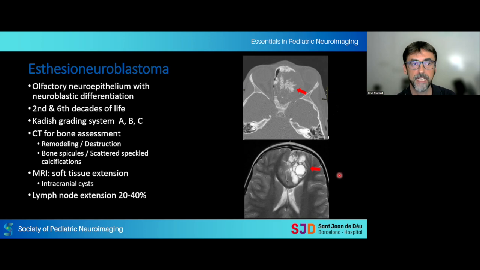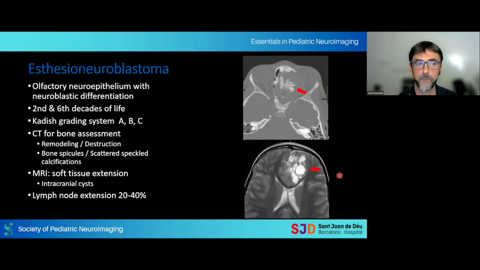Esthesioneuroblastomas arise from the olfactory neuroepithelium with neuroblastic differentiation. They usually appear in the second and the sixth decades of life, but they can also appear in children. Despite the inadequacies and attempts to use different staging systems, the Kadish system is the most commonly used. We're talking about stage A when it's confined to the nasal cavity. If it extends toward the paranasal sinuses, it will be stage B, and stage C when the invasion goes beyond, towards the orbits or the intracranial cavity.